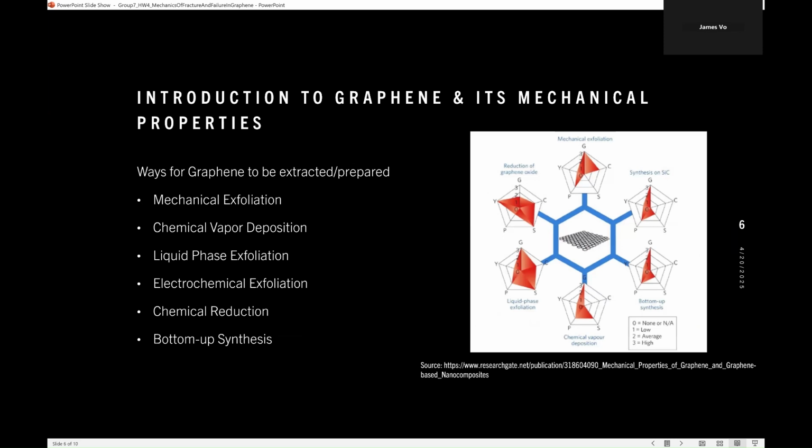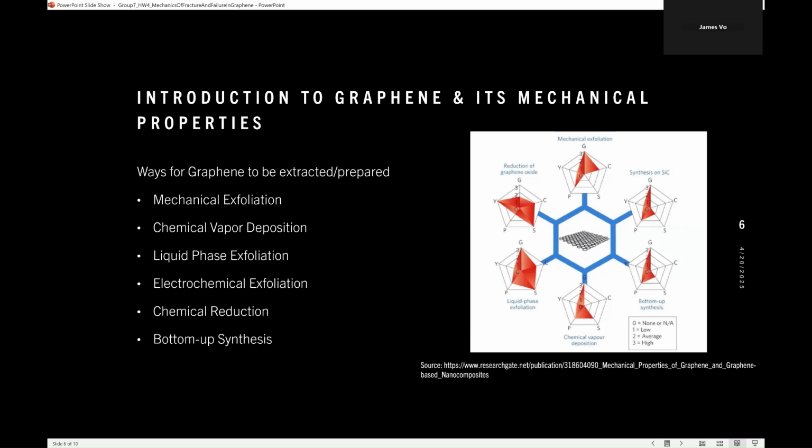There are a couple of ways that graphene can be extracted. The more common methods that are used include mechanical exfoliation, chemical vapor deposition, and chemical reduction. Mechanical exfoliation of graphene, as mentioned earlier, can include using Scotch tape to separate single layers of graphene from a larger chunk of graphite.